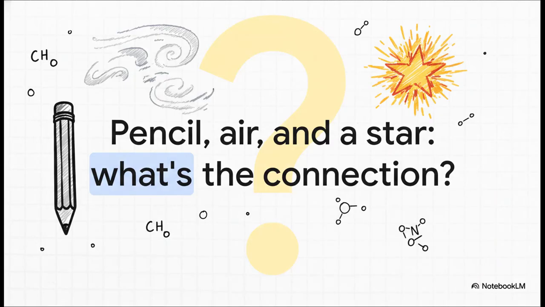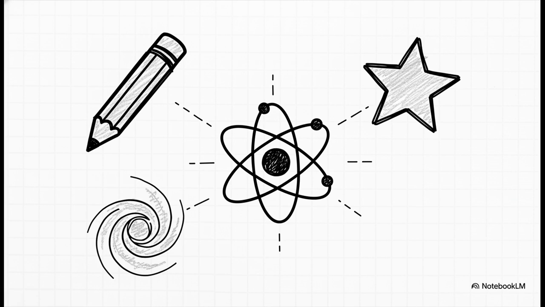Just think about it for a second. You've got a solid pencil in your hand, the invisible air all around us, and a giant blazing star millions of miles away. What on earth could possibly connect those three things? And the answer? It's actually super simple. They are all matter.